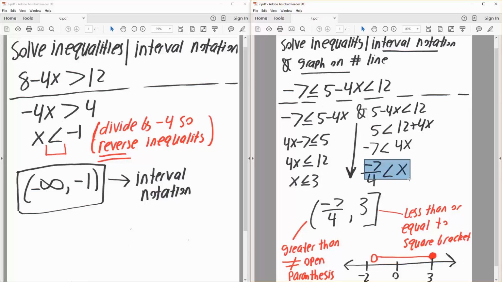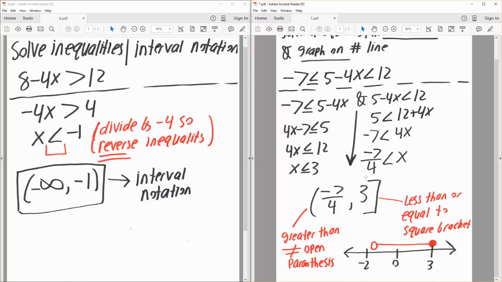So we know that x is less than or equal to 3. So 3 would be here. It's less than or equal to, so we use square brackets like this. And we're going to say that x is greater than negative 7/4. So greater than, we would put it here. So x is greater than negative 7/4, but less than or equal to 3. So this is our interval notation.